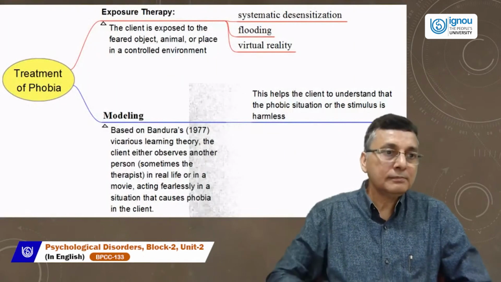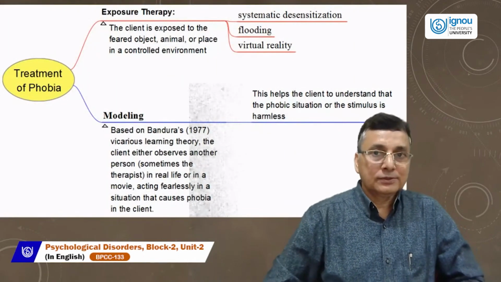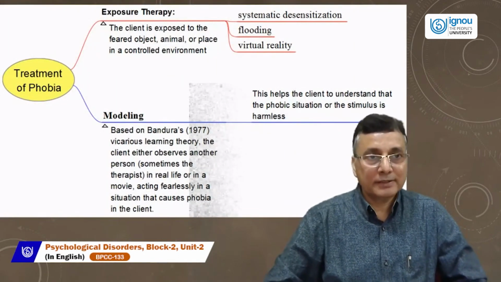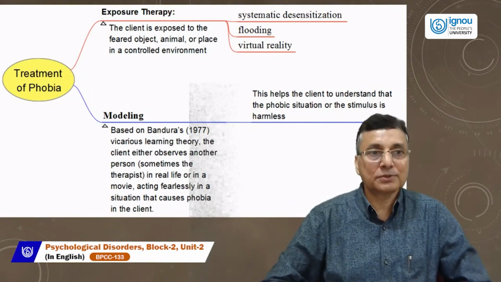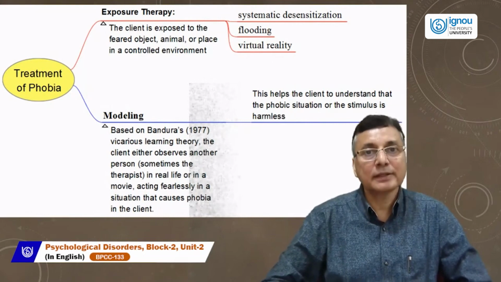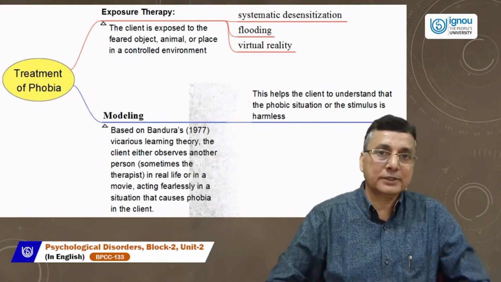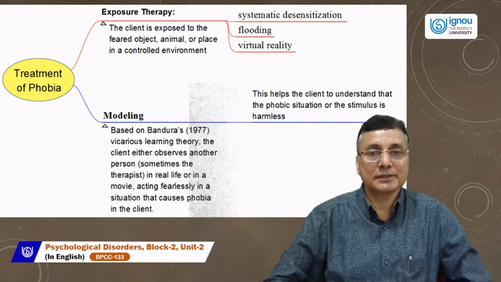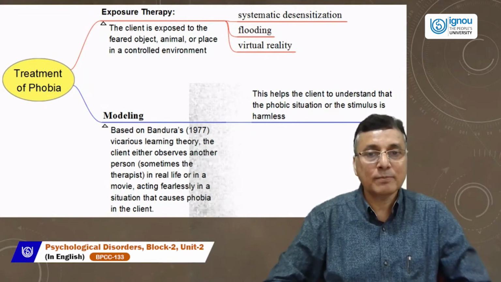Let us see the treatment of phobia, how psychologists can manage phobia. So there are exposure therapies. The client is exposed to the feared object, animal, or place in a controlled environment. And there are three types of exposure: systematic desensitization, flooding, virtual reality.